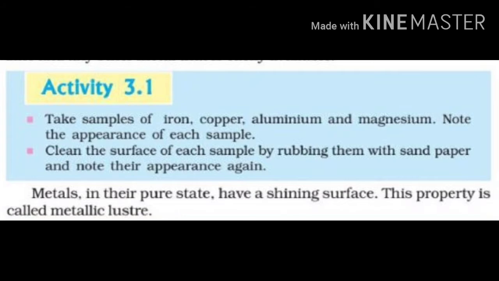Activity 3.1. Take samples of iron, copper, aluminium and magnesium. Note the appearance of each sample. Clean the surface of each sample by rubbing them with sandpaper and note their appearance again. Metals in their pure state have a shiny surface. This property is called metallic luster.